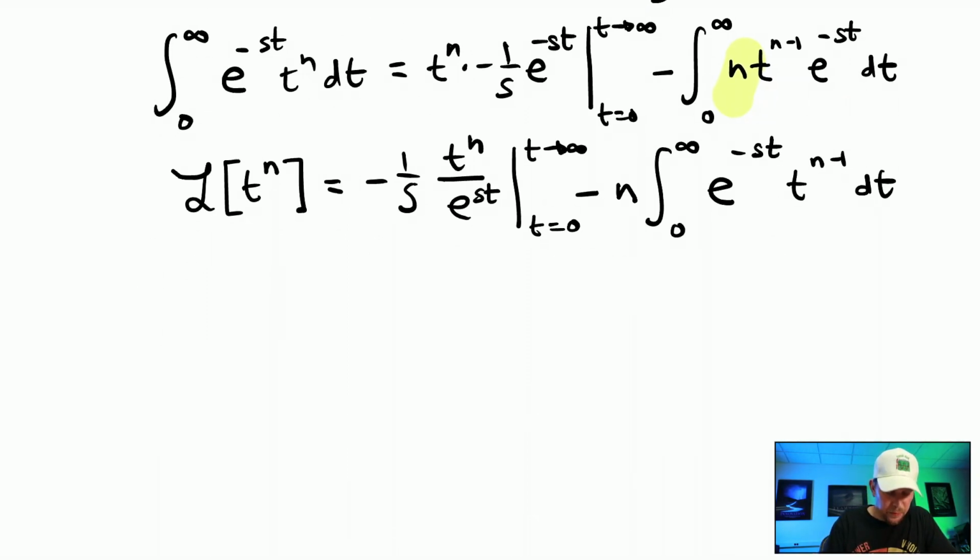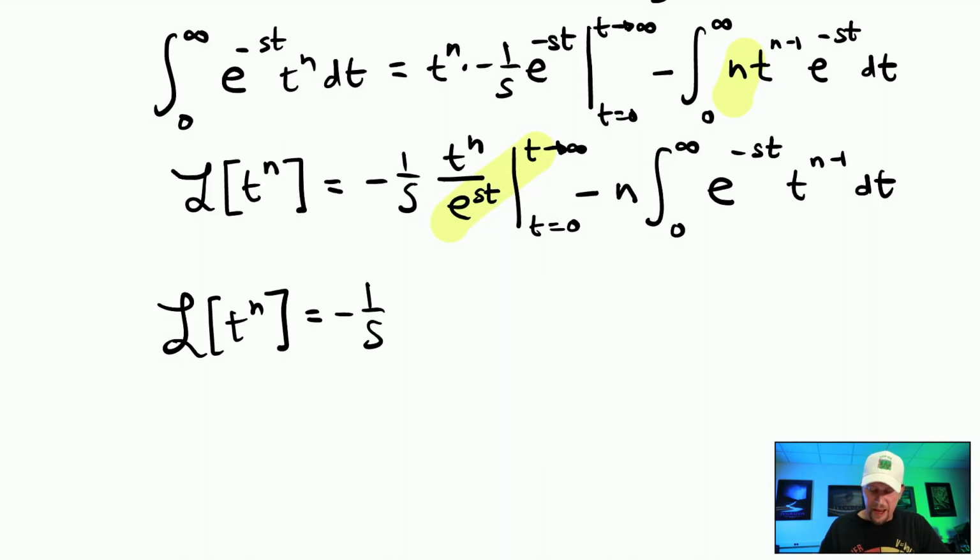Now, if we focus in on this part, we have the Laplace transform of t to the n, and it's minus 1 over s. As t approaches infinity, right? t approaches infinity in both the numerator and the denominator. So this right here is approaching infinity, and that is approaching infinity as well. Both of them are approaching infinity.